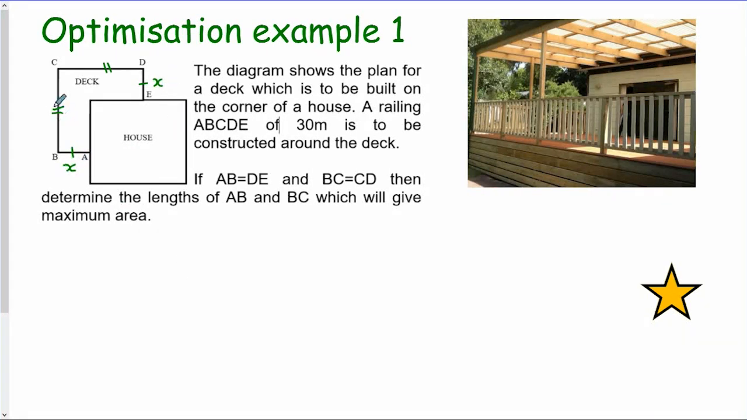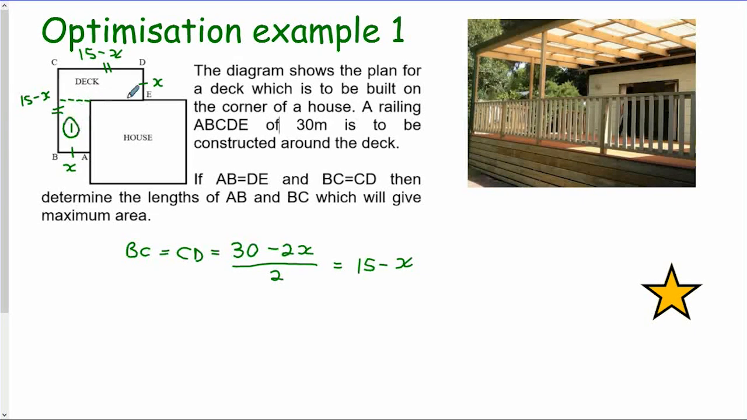For example, if I decided to let that be x, then clearly this will also be x. What I don't want to do is put another different variable on there. What I do know is that altogether, I've got 30 meters of railing to use, and I've used 2x so far. So I've got 30 minus 2x for these other two sides. But in fact, they are going to be equal in length, so I can take my 30 minus 2x and divide it by 2. So in fact, I get 15 minus x. Each of these sides is 15 minus x.